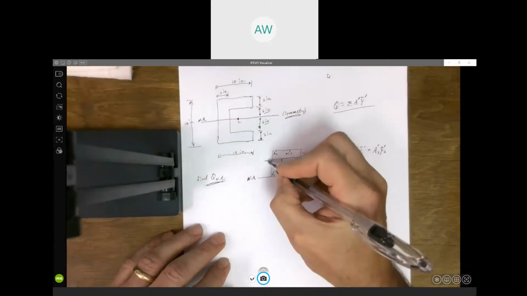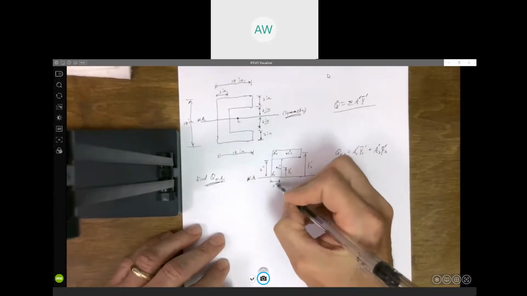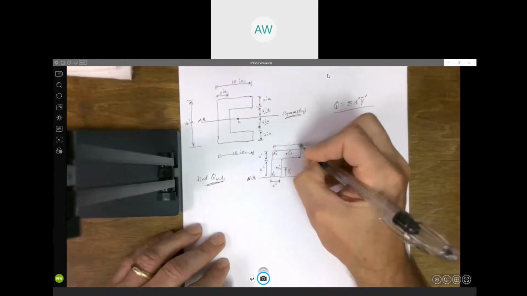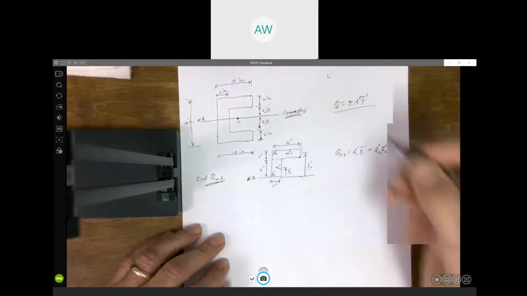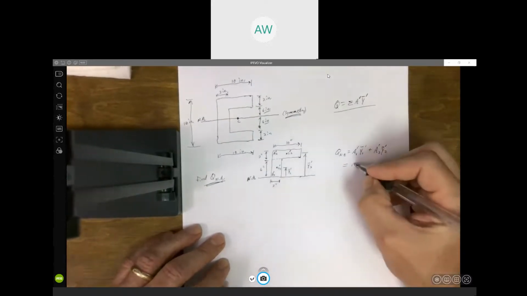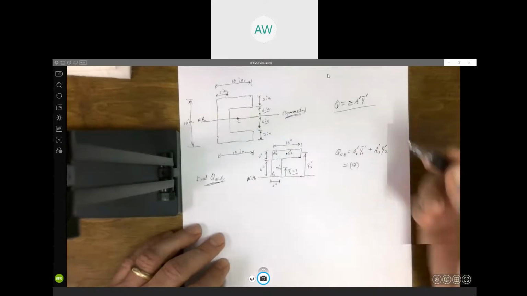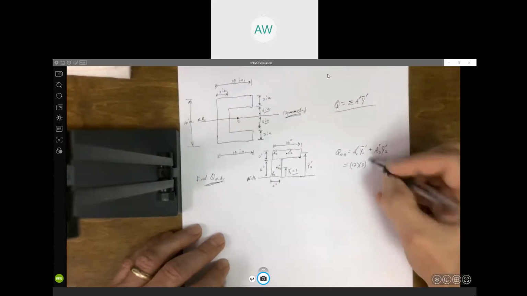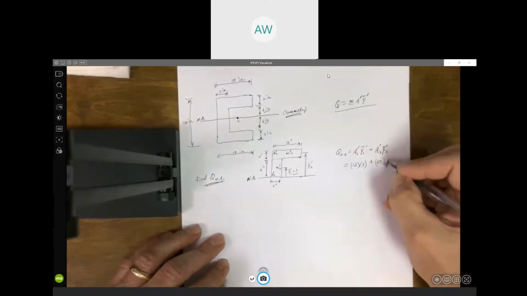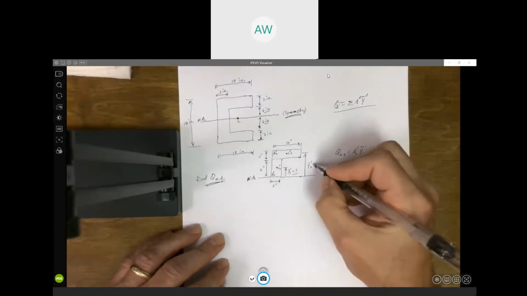Now, this is 6 inches. This is 2 inches. This is 2 inches. And this is 10 inches. All right, so A prime 1 is just this area. 6 times 2 is 12. And the distance to this centroid would be half of 6, 3. A prime 2, this area, 10 times 2 would be 20. And the distance to its centroid, we go up 6, and then half of 2 is 1, that would be 7.